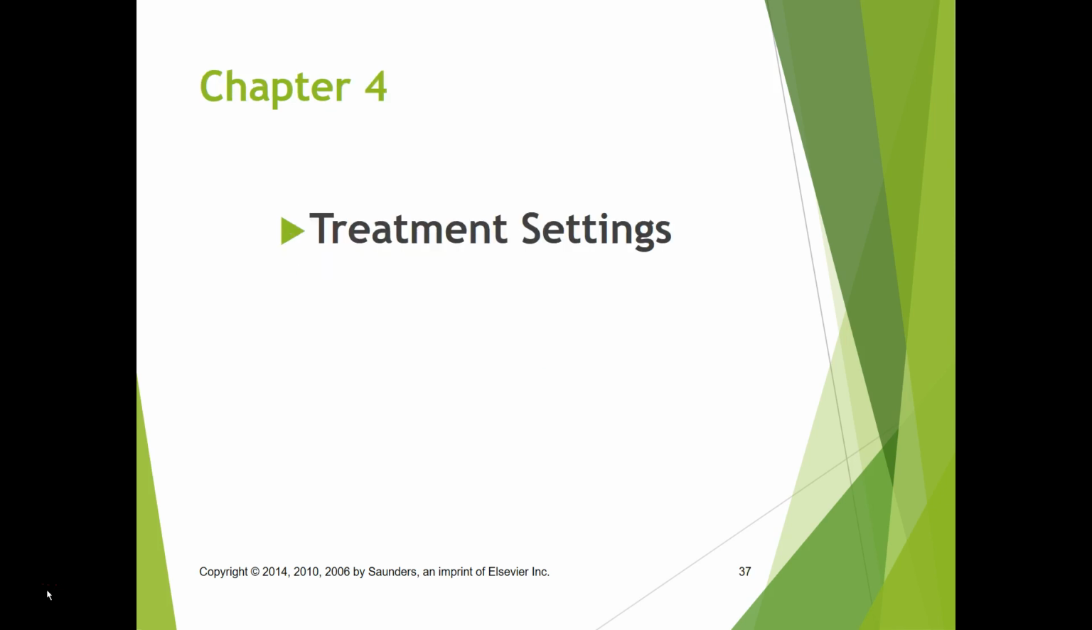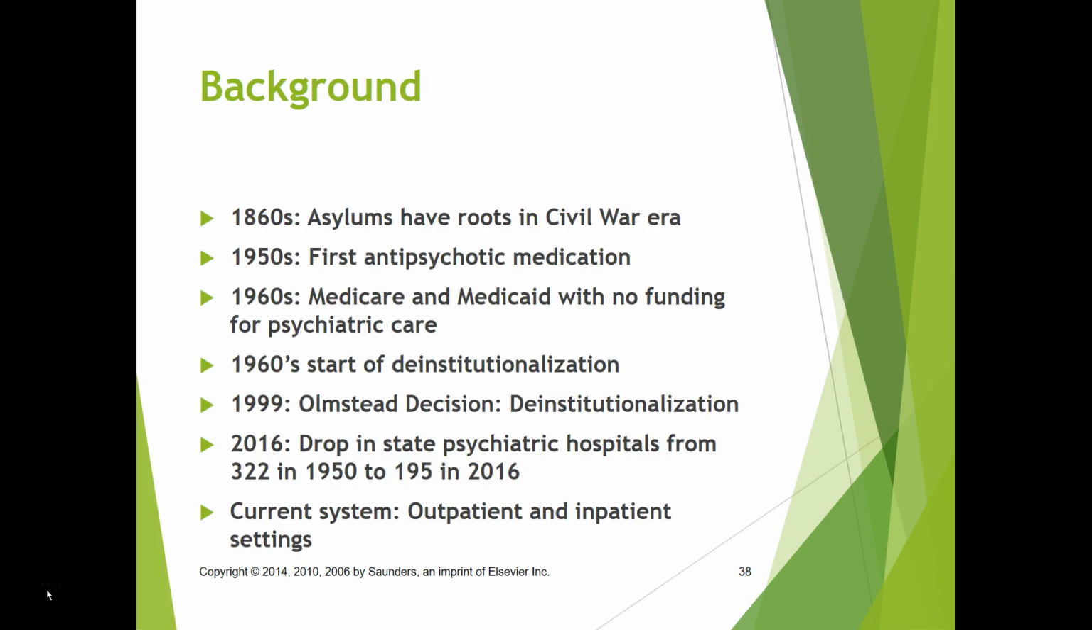Chapter 4, Treatment Settings. So, just a little bit of background. In the 1860s, asylums were first used to house the mentally ill, and actually they were called insane asylums. So that's, again, kind of how far we've come. I don't believe we use that term insane as much anymore. And if we do, it really isn't a derogatory term. It really means that somebody has broken from reality and they're usually psychotic. But anyways, they have roots in the Civil War era.